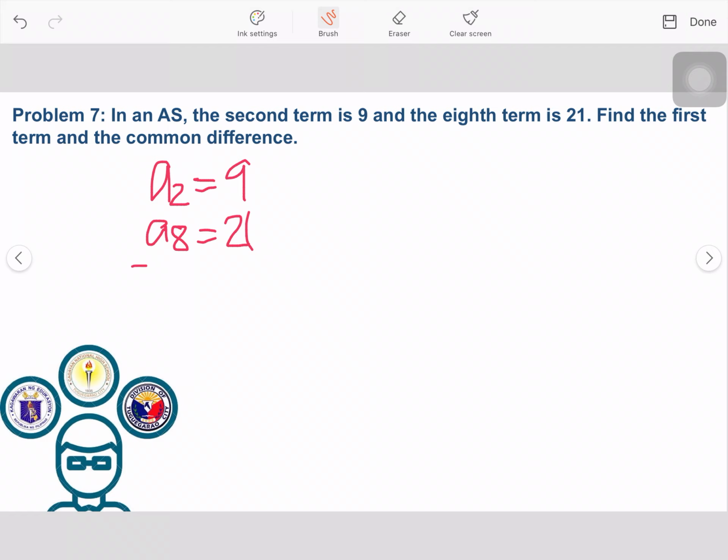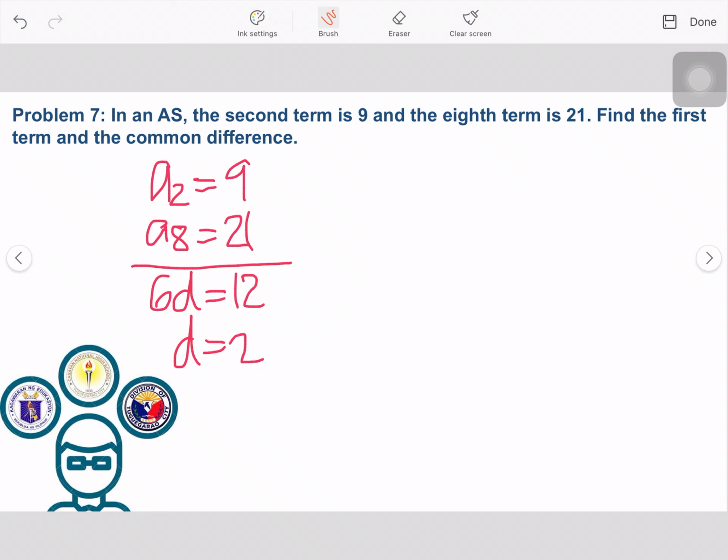So how do we get the common difference? The shortcut is we just subtract the subscripts. 8 minus 2 is 6. Append d. 21 minus 9 is 12. So the common difference therefore is 2.